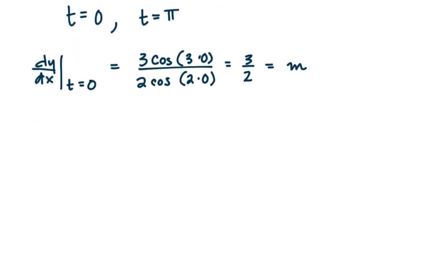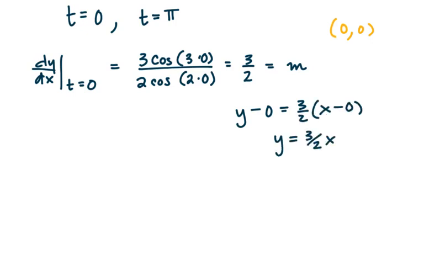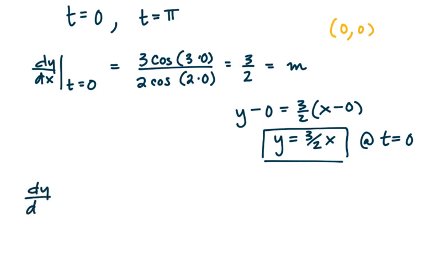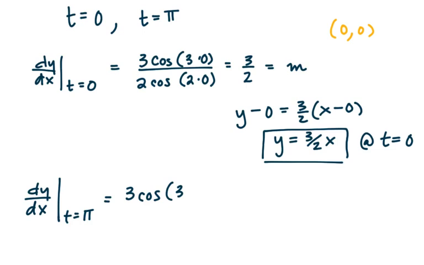In this situation, if I were to write that equation, remember my ordered pair is 0, 0. I would say y minus 0 equals 3 halves x minus 0. We would get y equals 3 halves x. So that is the tangent line at t equals 0. And we could also evaluate the derivative for t equals pi. 3 cosine of 3 times pi over 2 cosine of 2 pi.